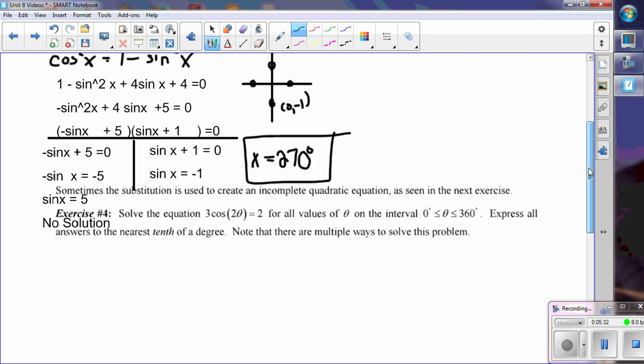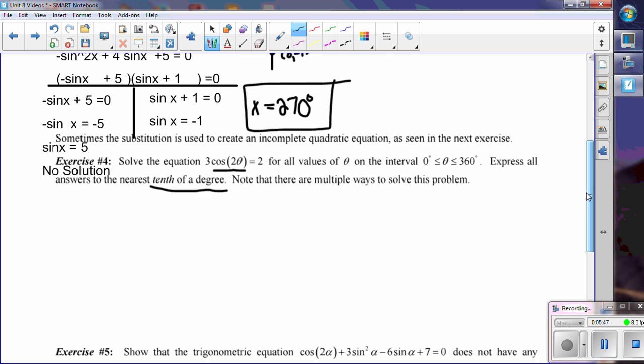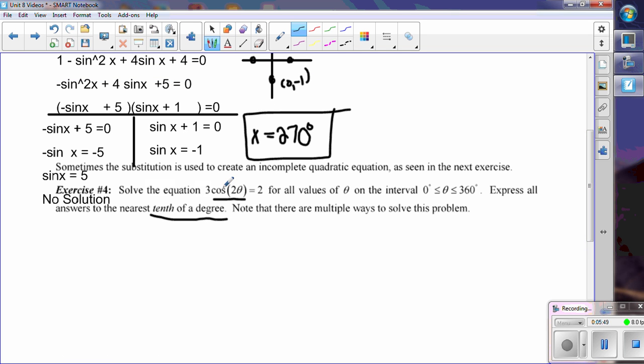Moving on to the next video, sometimes we have to do multiple steps to solve an incomplete quadratic in cosine, and then we have to answer questions to the 10th of a degree. So we need to be careful answering this question, and there are multiple ways to solve the problem. The reason there's multiple ways is because we have this cosine double angle.